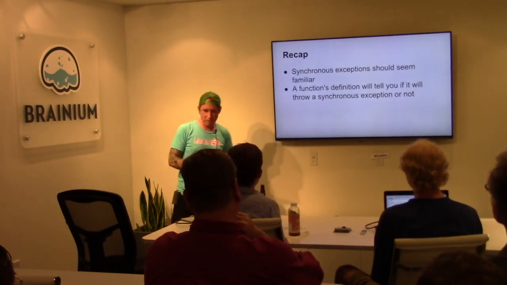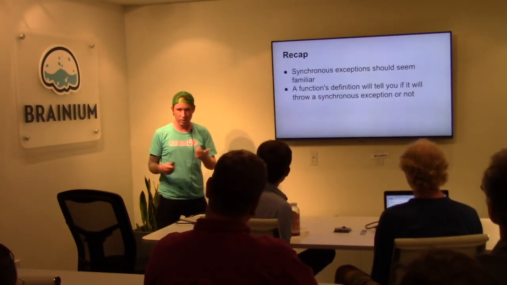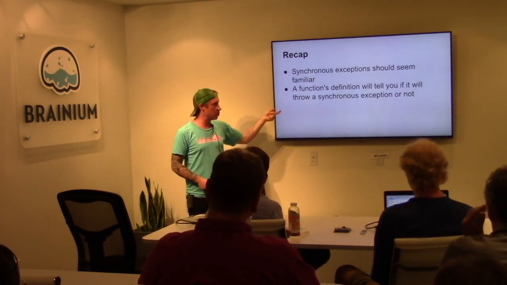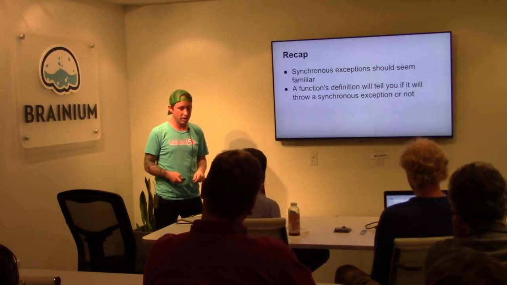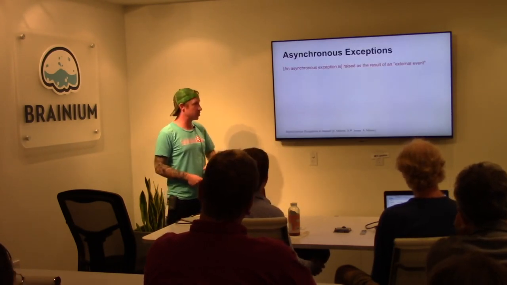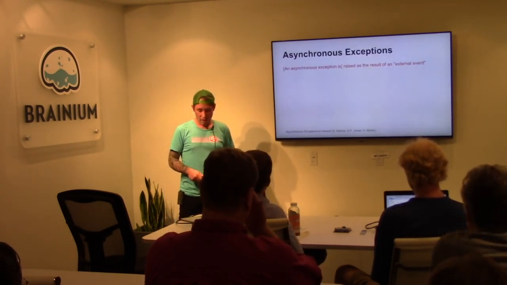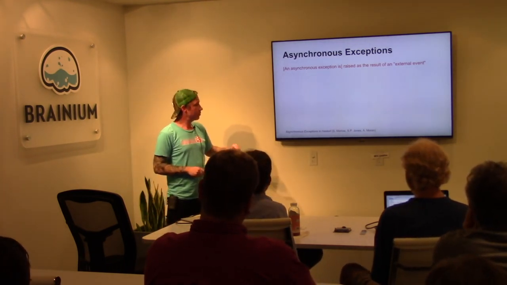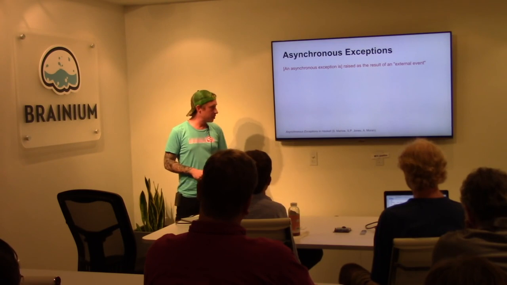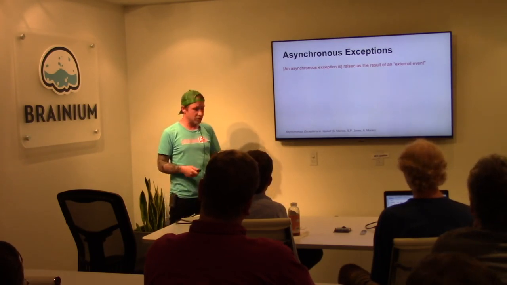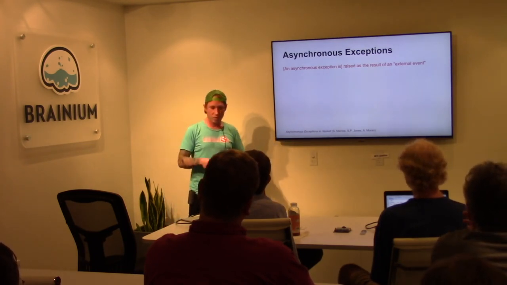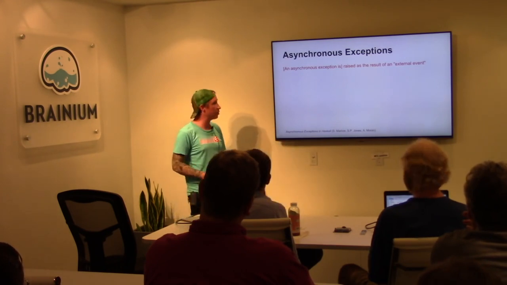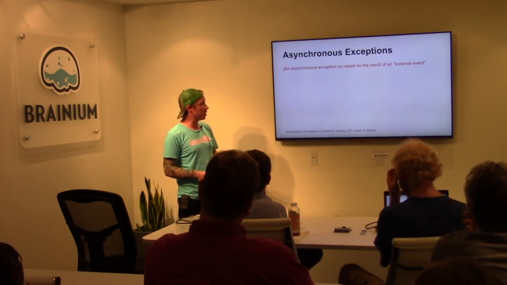They should seem somewhat familiar to you, things like throw you've encountered in other programming languages. And the thing I want to drive home is that the function's definition will tell you if it will throw a synchronous exception or not, which contrasts with the asynchronous exceptions that you will encounter in a very different sort of way. Okay, so asynchronous exceptions in Haskell, another excellent paper, explains a justification for the implementation of asynchronous exceptions that you find in the language today, and specifically in GHC.